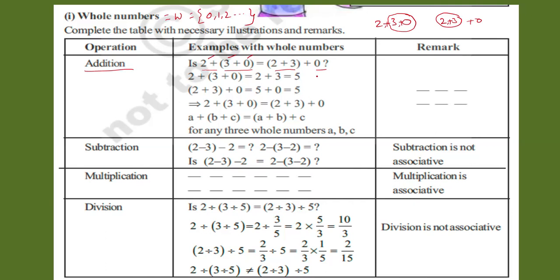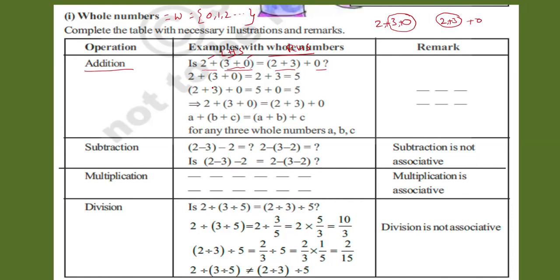You may observe it on the screen. Here, 3 plus 0. That means this part you already know. This is LHS. This is RHS. Simply we check the LHS value and the RHS value. If we get both the same, then we can conclude that the addition is associative. Otherwise, addition is not associative.